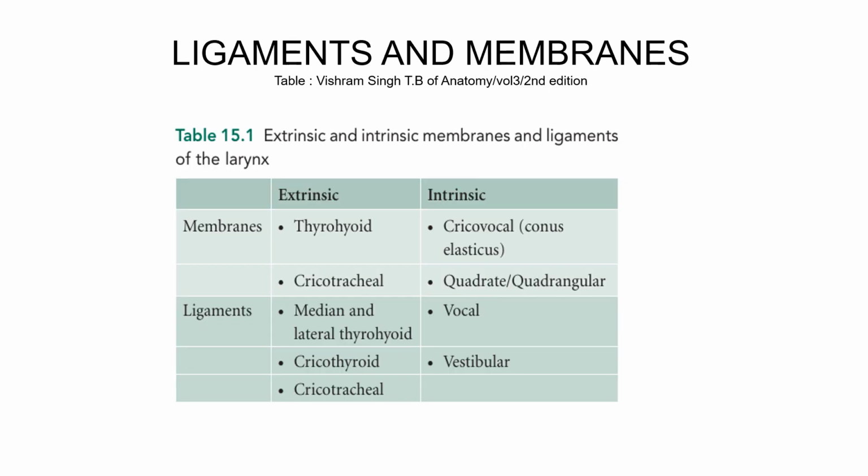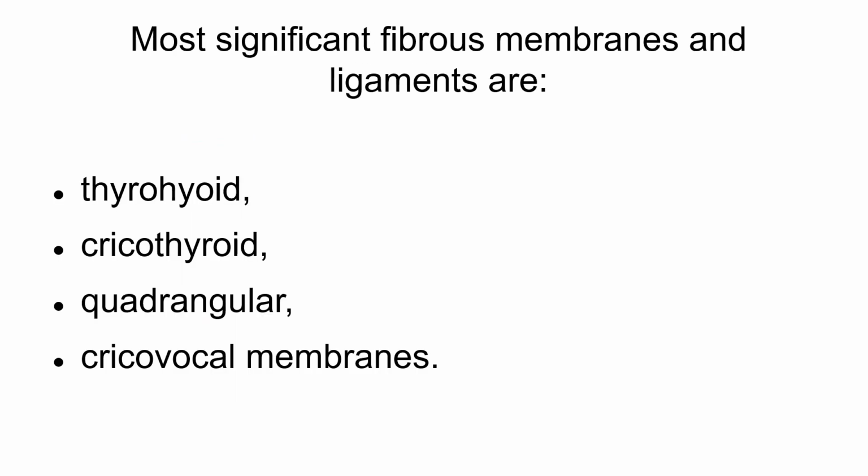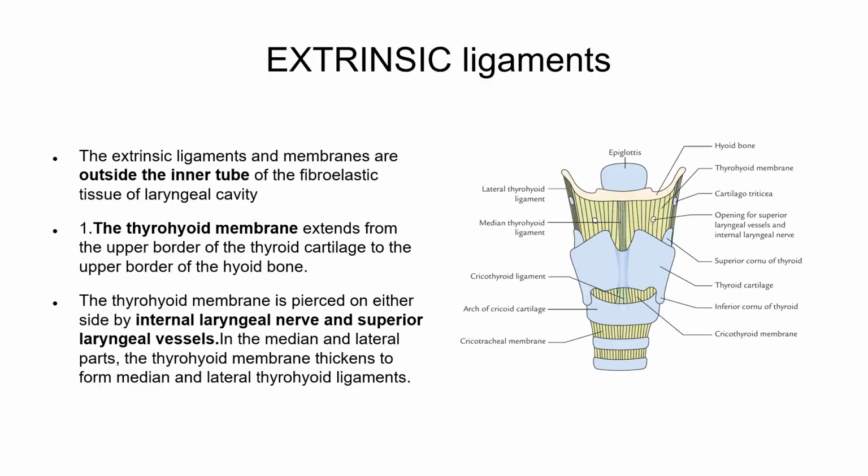Now the ligaments and the membranes of the larynx. There are extrinsic and intrinsic membranes and ligaments of the larynx. So the most important for us are the thyrohyoid, cricothyroid, quadrangular, and cricovocal membranes. So most significant fibrous membranes and ligaments of the larynx are thyrohyoid, cricothyroid, quadrangular, and cricovocal membranes.